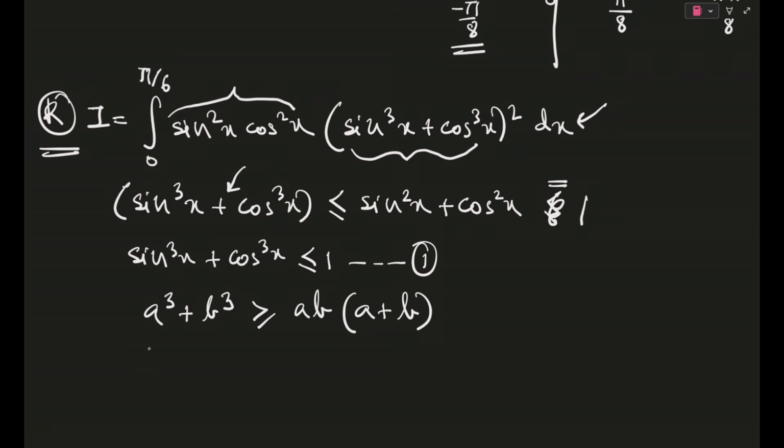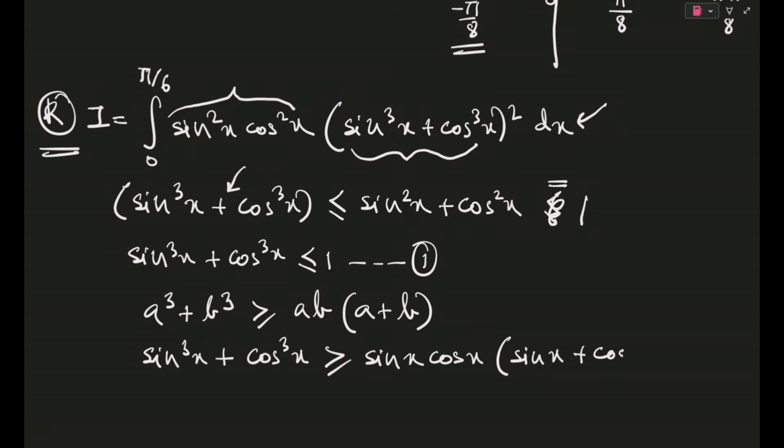So if we substitute sin x and cos x in place of a and b, this thing becomes greater than or equal to sin x cos x times (sin x plus cos x), right? So guys, one thing that comes to my mind right now is we don't need this multiplicative part, because we have 0 to pi by 6 and we are finding this value greater than or equal to. So I hope this thing will automatically become root 3 by 4, right?